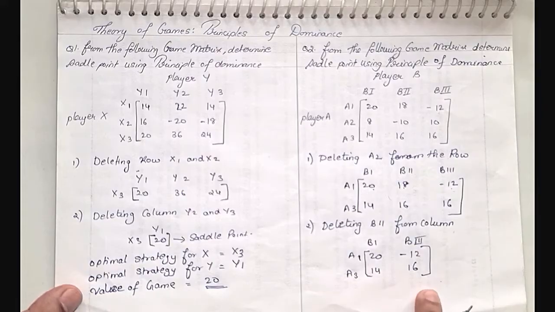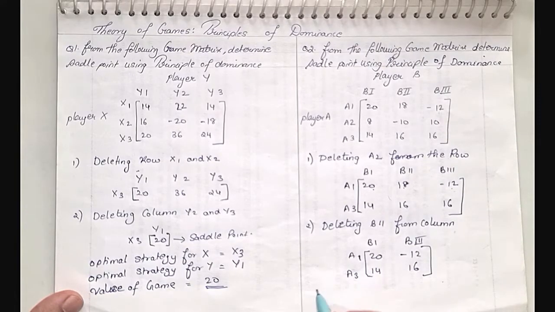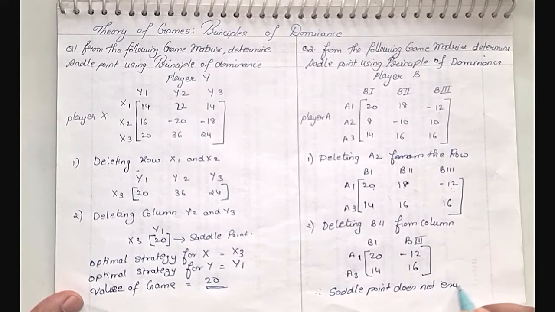I can't solve it further than this. Hence, there is no saddle point in this. Okay, see, I can't reduce it further. Therefore, I'll say saddle point does not exist because you cannot solve it further.